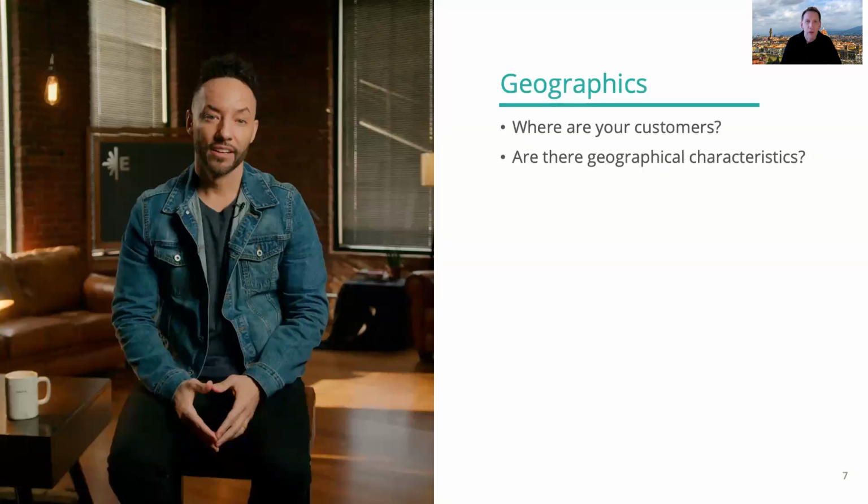Another important one is geographics. This is, where are your customers? Are they local? Are they regional? Are they national? Are they international? And are there geographical characteristics, such as in the South and the Southeast, grits are common. So some restaurants would offer grits, but others in other parts of the country may not. Or in New England, McDonald's offers seasonal seafood meals, including lobster and crab. Those are types of geographical characteristics.